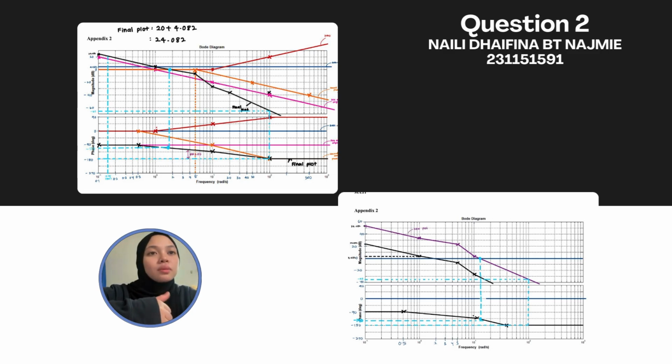Then the frequency where the magnitude crosses 0 dB is called the gain crossover frequency. For the phase plot, the pole at the origin contributes minus 90 degrees. Then the two poles contribute an additional minus 180 degrees, while the zero contributes plus 90 degrees.